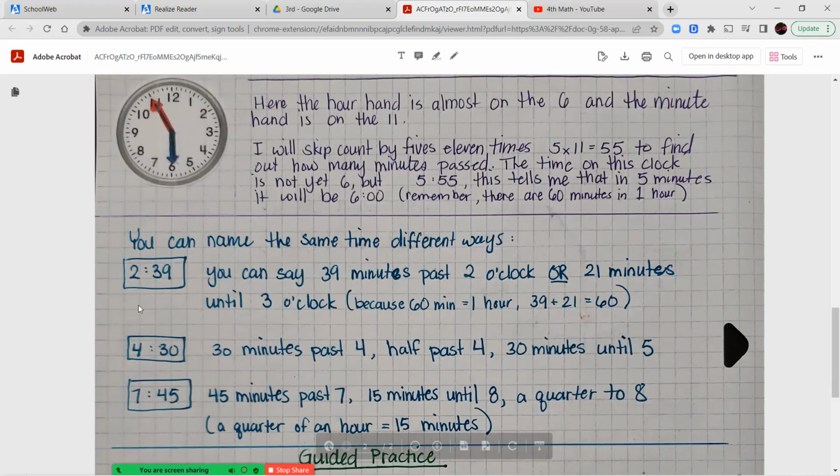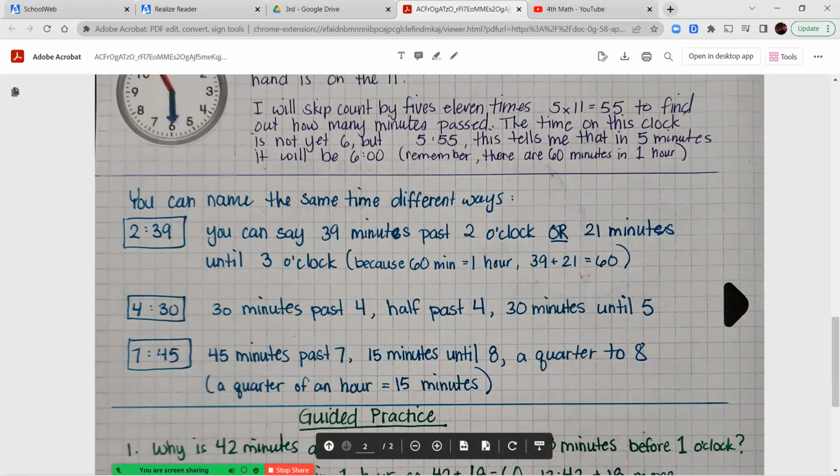For our next one, this shows 4:30. I can say this is 30 minutes past 4, or I can say it's half past 4, or I can say it's 30 minutes until 5. For our next one here, it says 7:45. I can say it's 45 minutes past 7 o'clock, or I can say it's 15 minutes until 8 o'clock, or I can say it's a quarter to 8, a quarter until 8 o'clock. Why did I say a quarter? Because a quarter of an hour is 15 minutes, because 15 times 4 is going to be 60. So 1/4 of 60 is 15 minutes.